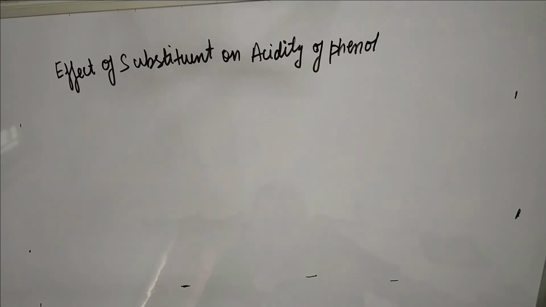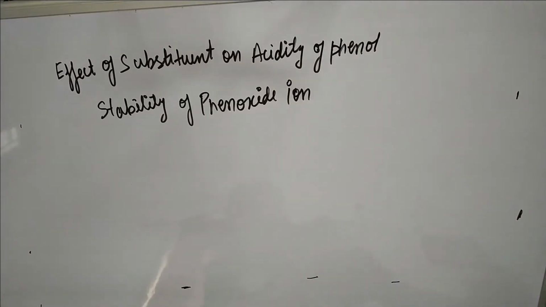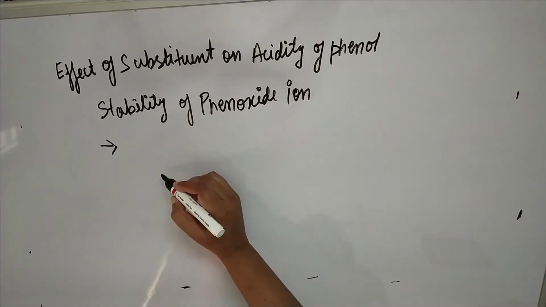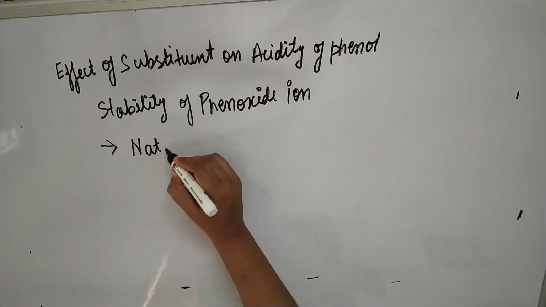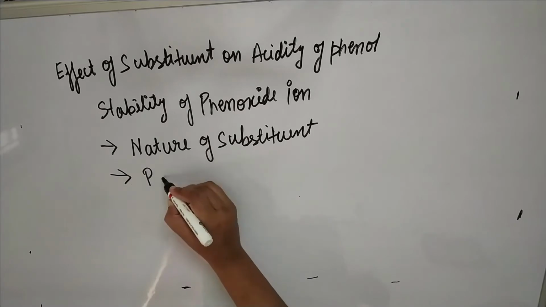So let's discuss the effect of substituent on the acidity of phenol. As we all know, the stability of phenoxide ion is responsible for the acidic character of phenol. Here two major factors affect the acidity of phenol: number one, nature of substituent, and second, the position of substituent.